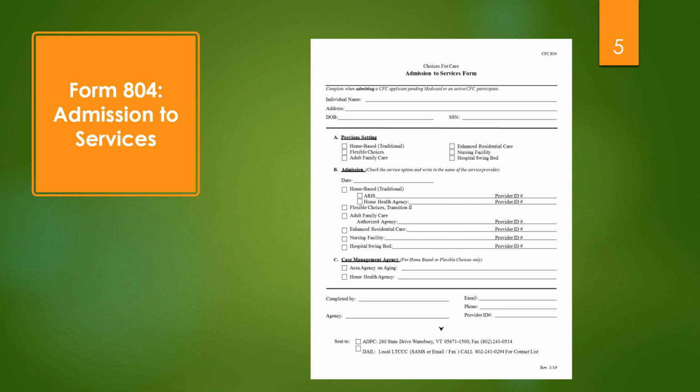To complete Form 804, Admission to Services, begin by entering the individual's name, address, date of birth, and Social Security number. If there is a change in care setting option being reported on this form, check the box of the individual's previous setting. Next, fill out the admission information, including the admission date, the admission service option, the name of the provider of services, and the provider ID number. For home-based and flexible choices only, indicate a case management agency. Fill in the provider name. Finally, fill out the information of the person completing the form.